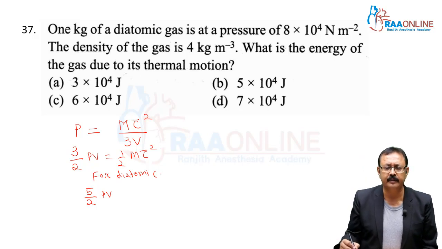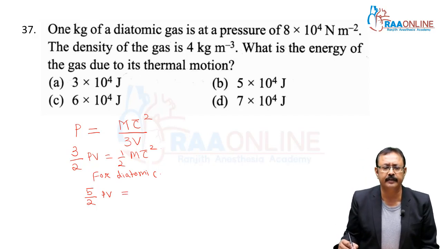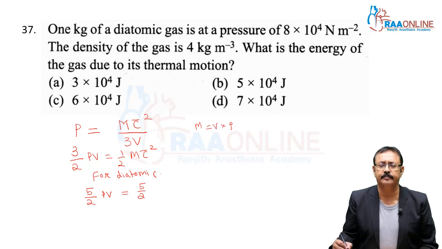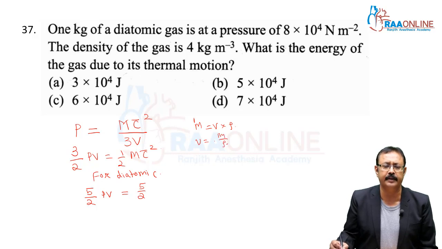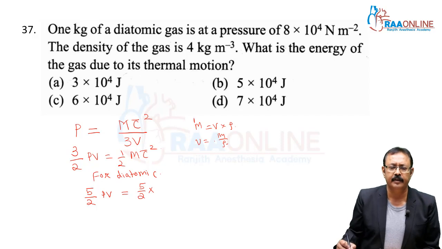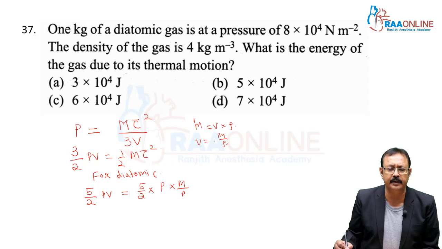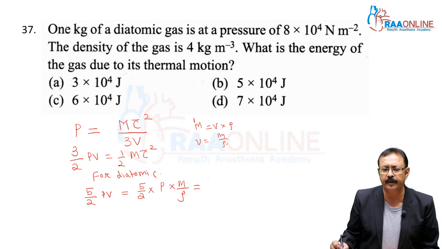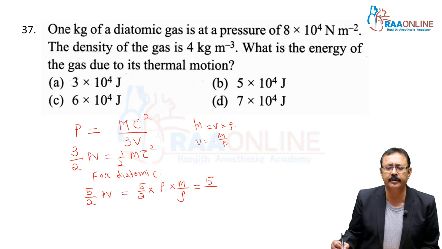volume is not given. So for volume we can write mass is equal to volume into density. For unit kg mass, we can calculate volume by mass upon density. So now everything is given: pressure is given, and volume means mass upon density. Every physical quantity is given in the same units, so no need to worry.